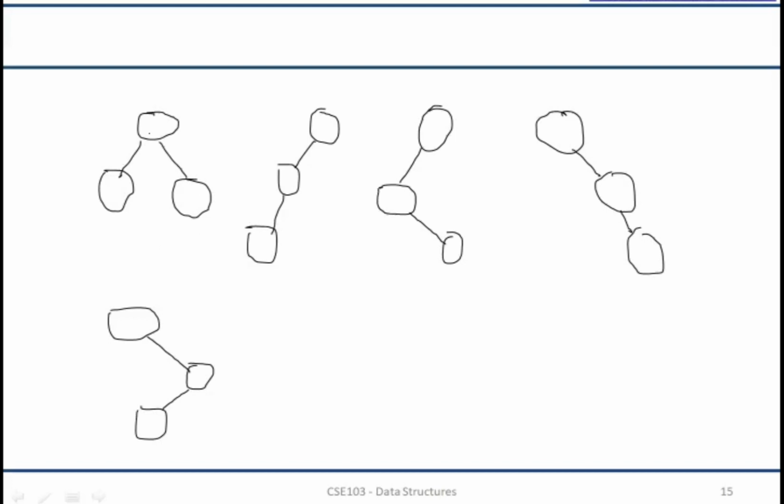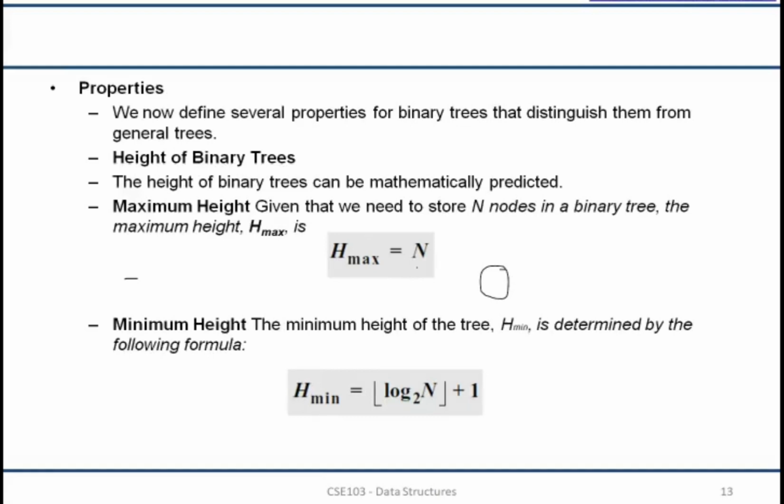In this, what is the height of the first tree? So this is the first tree. What is the height of the first tree? 2. What is the height of the 2nd, 3rd, 4th and 5th? 3, sir. 3. See, if the number of nodes given to you is 3, the binary tree that we can create with the maximum height has a height of 3. So the maximum height is 3. That is what they are mentioning here: h max equal to n.